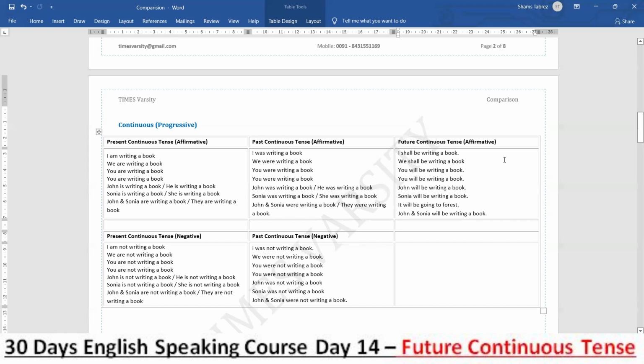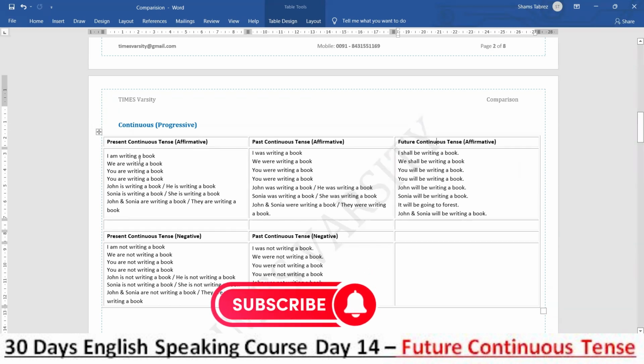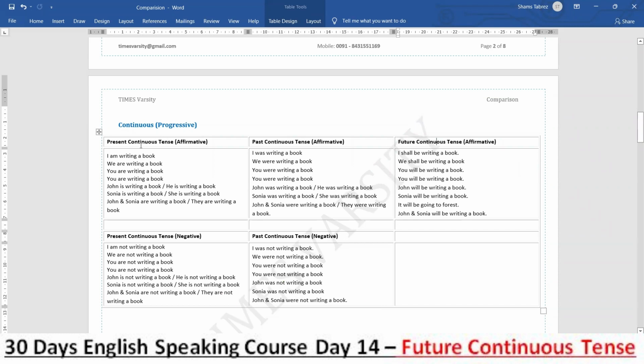I shall be writing a book. मैं एक book लिखूंगा. Yes, it is in future, right? So in this way, whether it is present, past or future, if it is continuous, then the ing form of the verb is used. And you can see there is a change in the helping verb. Like in present continuous, am, are, is are used. Similarly, in past, was and were are used. In future, shall and will are used.